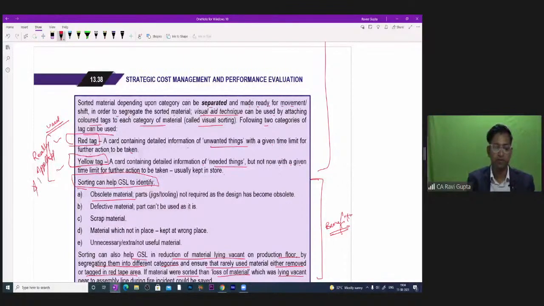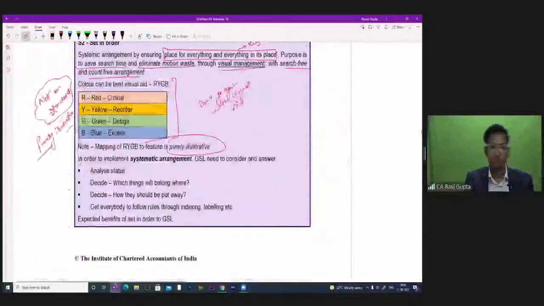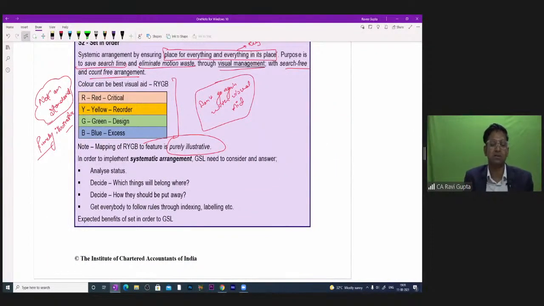Applied and followed. And this one is illustrative. This is the reason why I am saying don't go again with the visual aid. It will confuse you. The purpose is only to have a systematic arrangement. I have given you the example of your home as well.